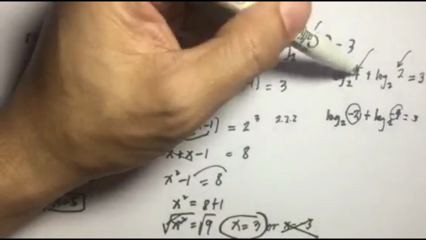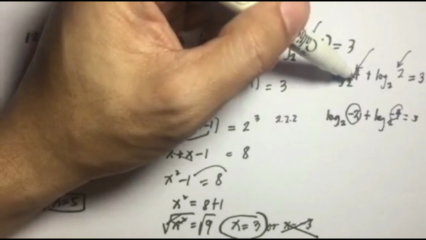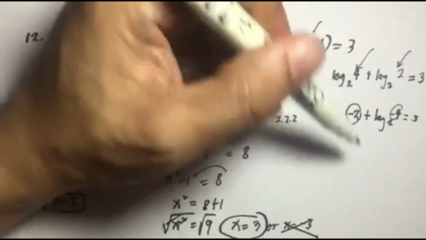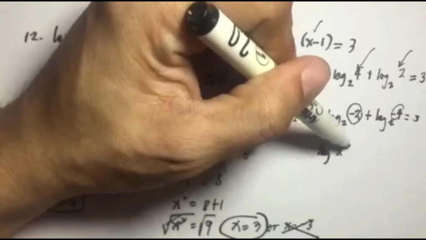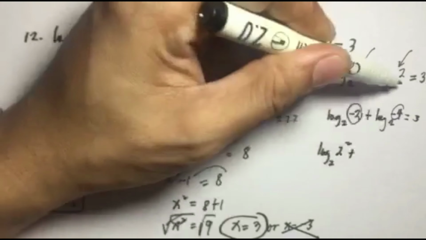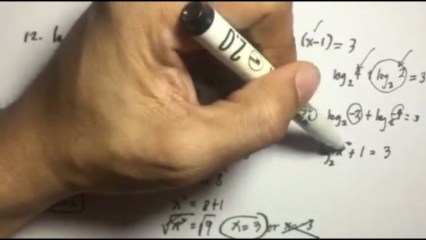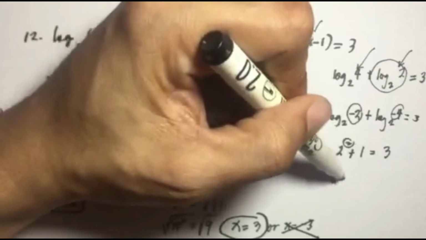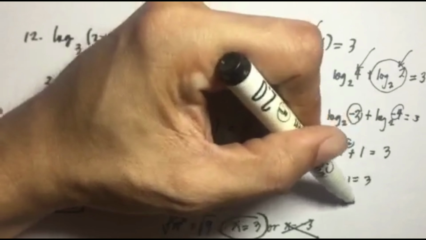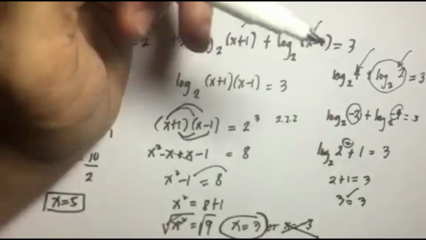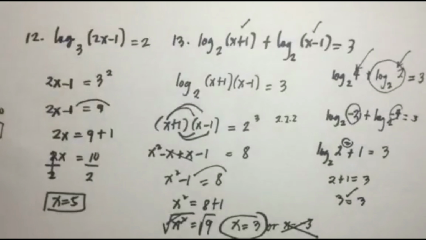Check natin kung tama, no? When x is 3, magiging ganito siya. So, logarithm of 4 to the base of 2, magiging logarithm of 2 square to the base of 2, plus the value of this is 1. Is that equal to 3? So, since ang value nito is 2 plus 1 equals 3, then 3 equals 3. So, correct. The value of x is positive 3.